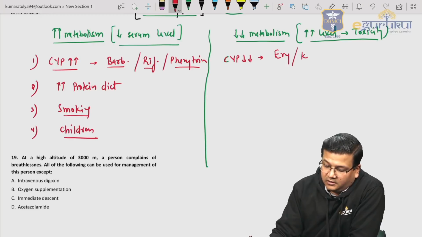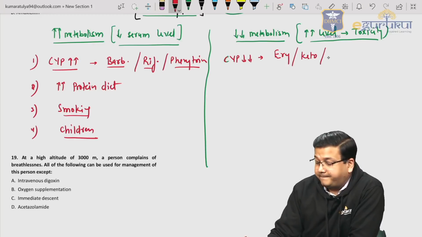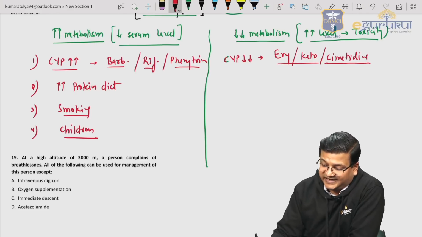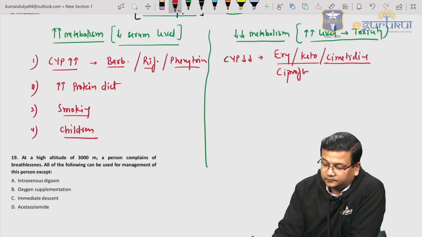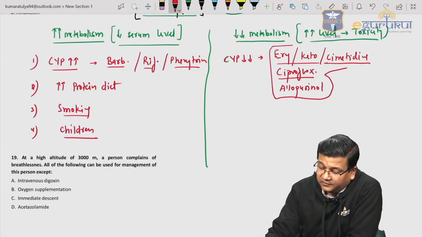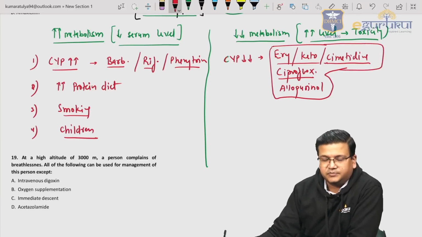Erythromycin, ketoconazole, cimetidine. So these are very commonly asked and very potent CYP inhibitors. They will inhibit the metabolism and increase the level. Besides this, in case of theophylline we also need to know ciprofloxacin, and we also need to remember allopurinol. So all these drugs should be avoided with theophylline, because all of them will predispose to its toxicity.